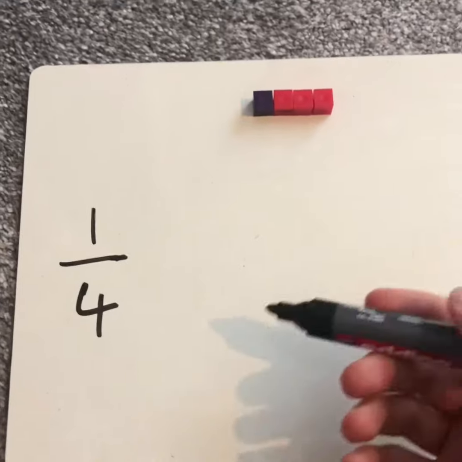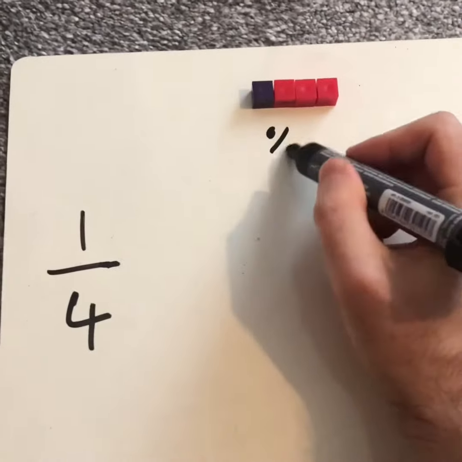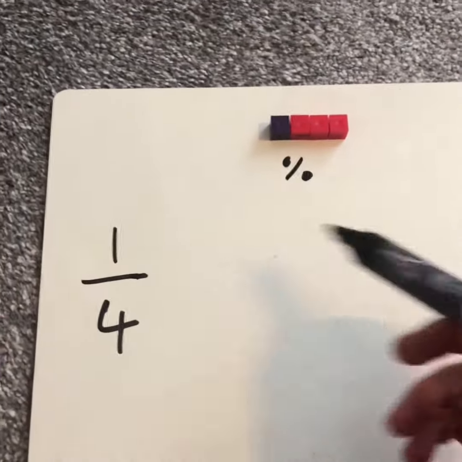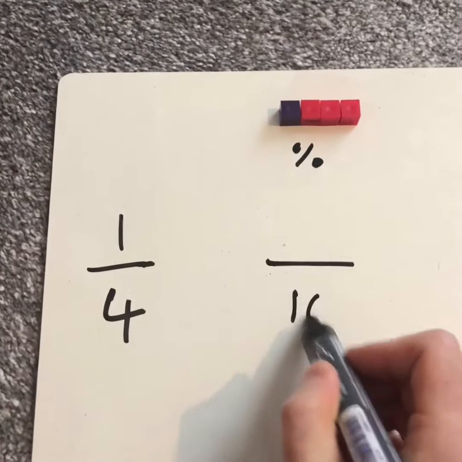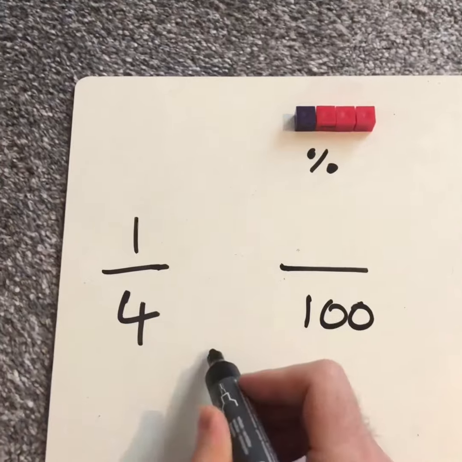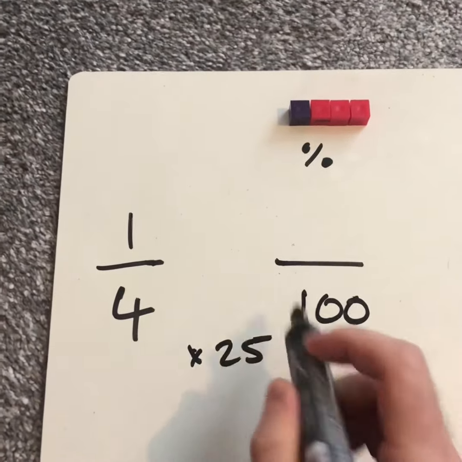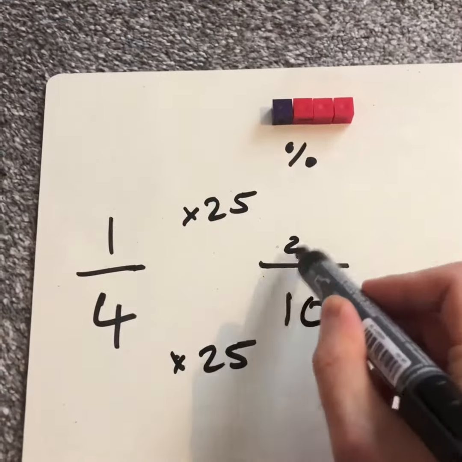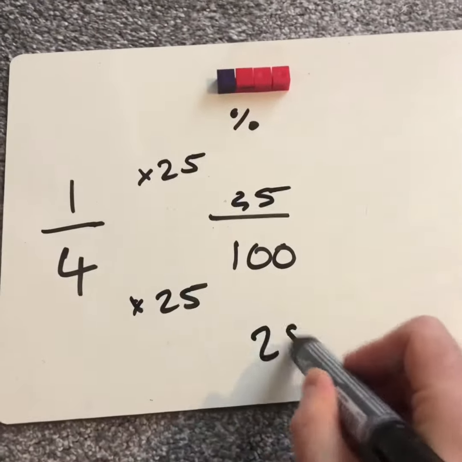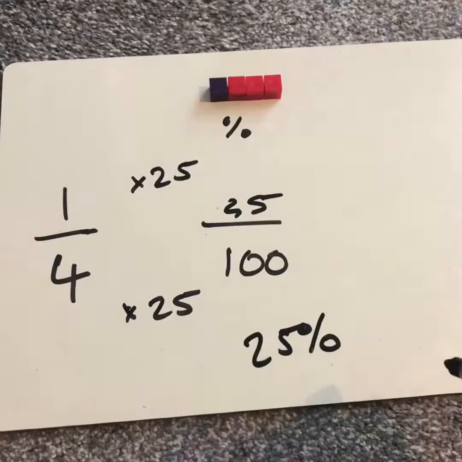But if I wanted to write it as a percentage, that means out of 100. So I need to make the denominator into 100. So I think, 4 times what makes 100? 4 times 25 makes 100. So I have to do whatever you do to the bottom, you've got to do to the top. So it's 25 out of 100, so that is 25%.